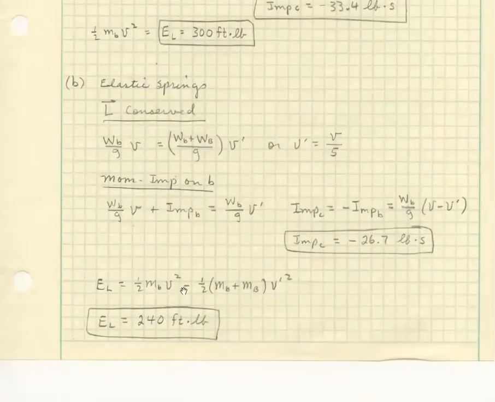And then to get the energy lost, you just need the initial kinetic energy of the system, which is the block only, minus the kinetic energy of the block and the beam right after the collision took place, and that's that term. And you plug all your numbers in, you get 240 foot-pounds.